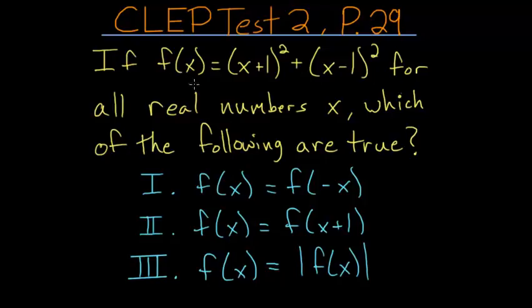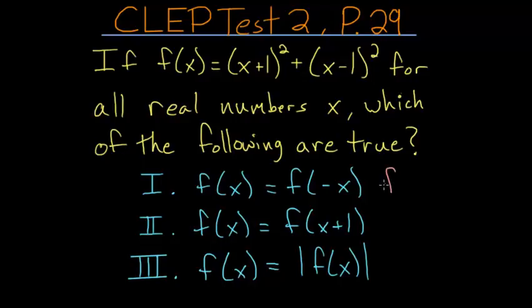If f of x is equal to (x + 1)² + (x − 1)² for all real numbers x, which of the following are true? So let's take one at a time. For number 1, is f of x equal to f of −x? All we have to do is plug in −x for x here and see if we get back the same expression. So let's check that.